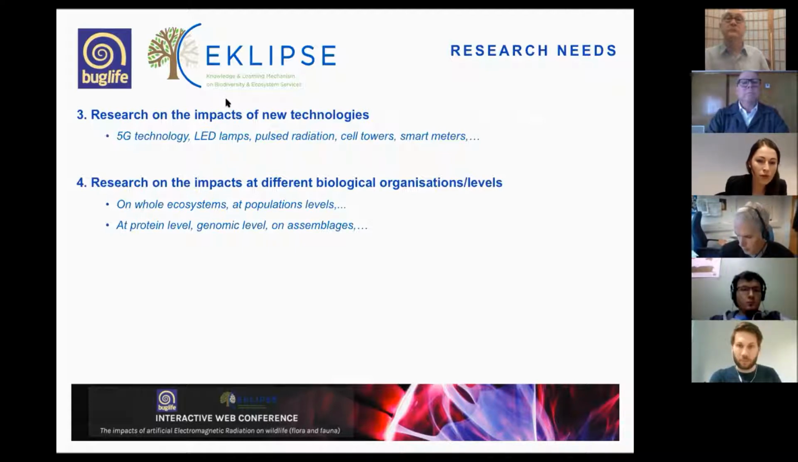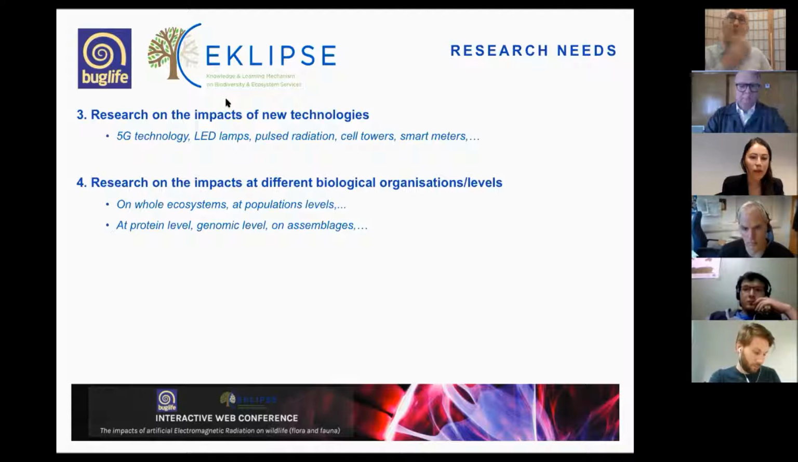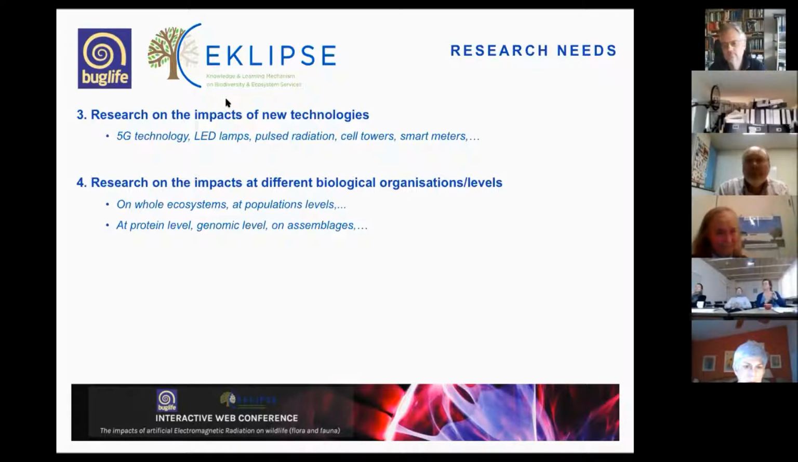A fourth research need was to see what were the impacts of the electromagnetic radiation at different biological organizations. It's a bit related to the point on the field studies, but this is more on the content of the study itself. So to study the impacts on whole ecosystems, on interactions, on the populations. And on the other hand, also to have more studies at the protein level, genomic level, and on different assemblages.